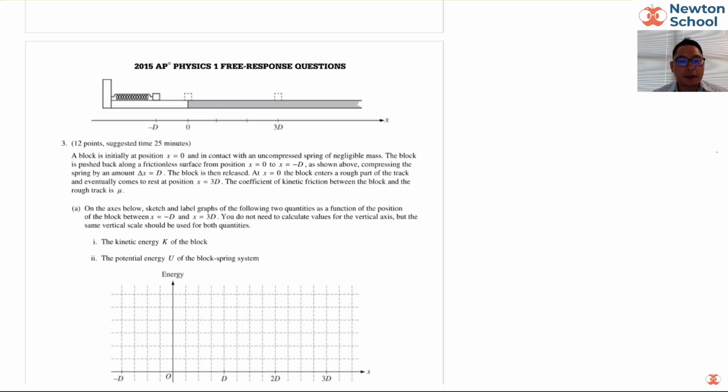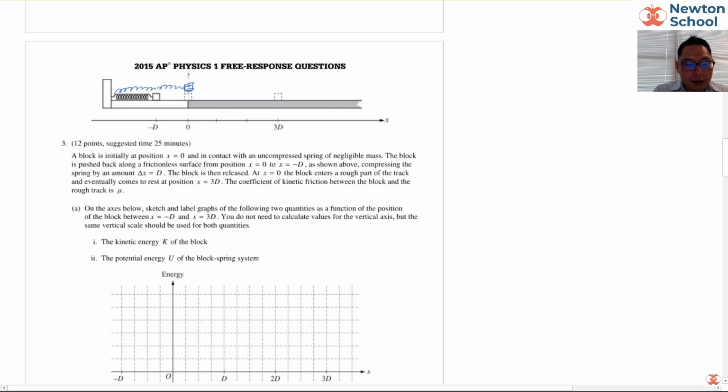2015, AP Physics 1, question number 3. All right, block initially at position x equals 0. So remember, that is the original, okay? And in contact with the uncompressed spring of negative mass. So I'm assuming the spring has natural length like this, okay? And so this is uncompressed, so there's no force at the point if the mass is here, okay?